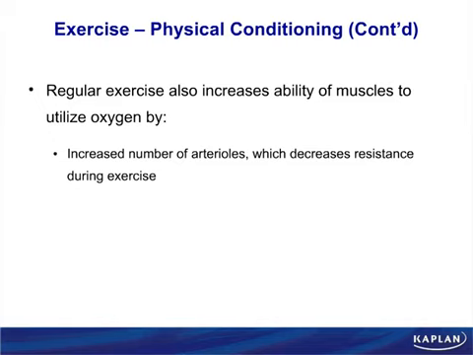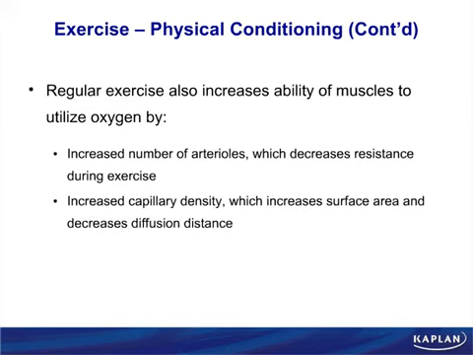Skeletal muscle will also change. Cardiac muscle changes. You get stronger, more forceful contraction. We can increase that stroke volume and thus increase the flow and delivery of oxygen. But skeletal muscle will also change. We'll get an increased number of arterioles, which can help lower resistance during exercise. There's an increased capillary density that increases the surface area and decreases the diffusion distance. So we get, bottom line, angiogenesis in skeletal muscle, which enhances our ability to utilize oxygen. That's part of what training does.